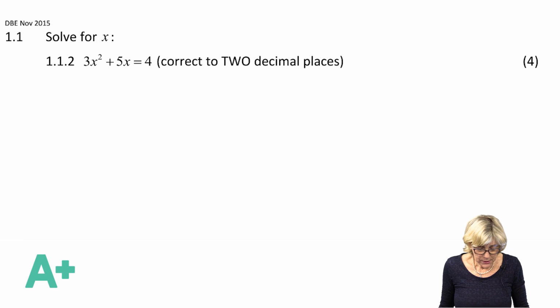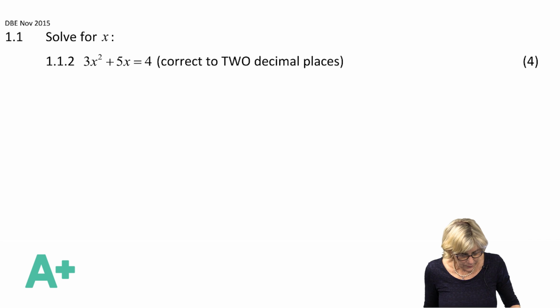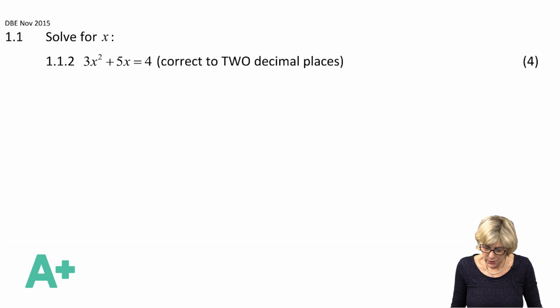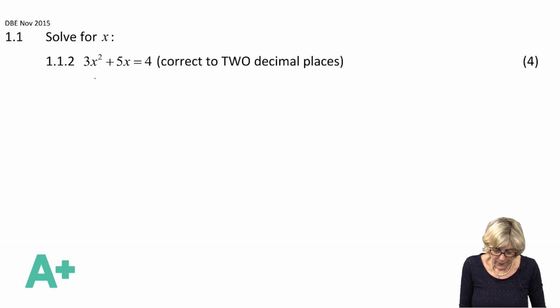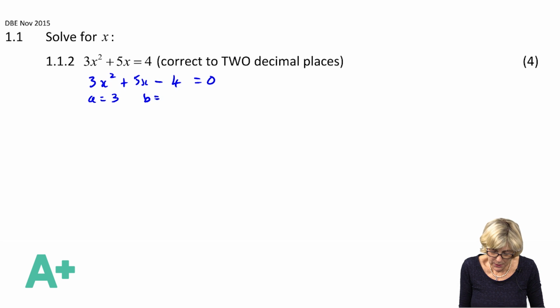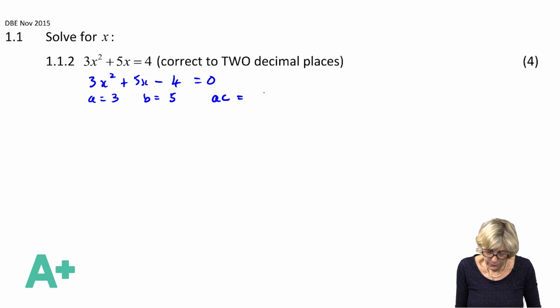Now in this part it says solve for x, but notice in brackets it says correct to 2 decimal places. It depends what calculator you've got. I'm assuming that you don't have a silver calculator. In order to correct to 2 decimal places, they're expecting me to use the formula, which is on your data sheet. So my a is 3, my b is 5, and my c is negative 4, so ac is negative 12.